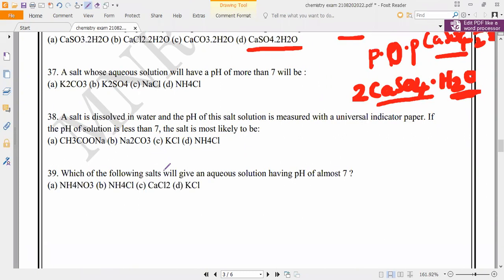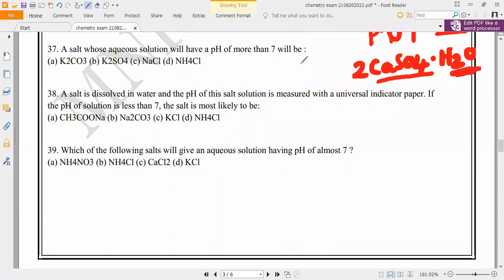A salt is dissolved in water and the pH of the salt solution is measured with a universal indicator paper. If the pH of the solution is less than 7, the salt is... Be very careful. Sir, 37, KCl is the answer, sir. Potassium chloride. Check very carefully and answer.